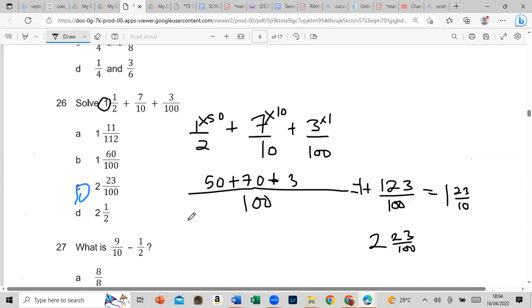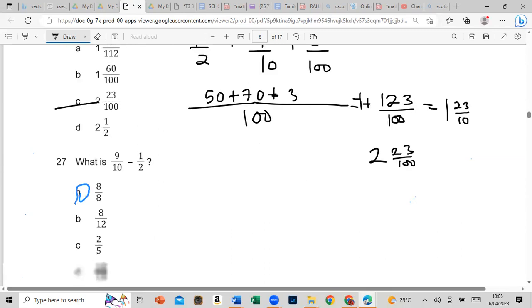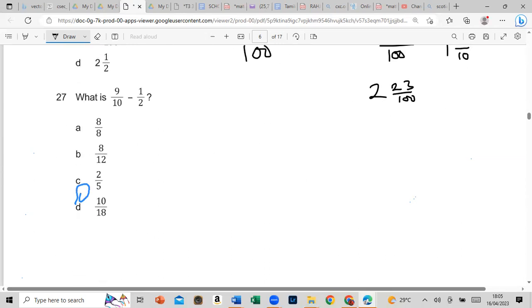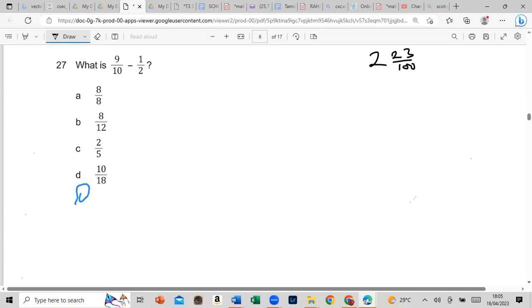Guys, remember the rule. When we add and subtract, we must bring them to a common denominator, the lowest number that each one of them goes into. All right, I'm going to give you another one to redeem yourself. 9/10 minus a half. What's the answer for that?